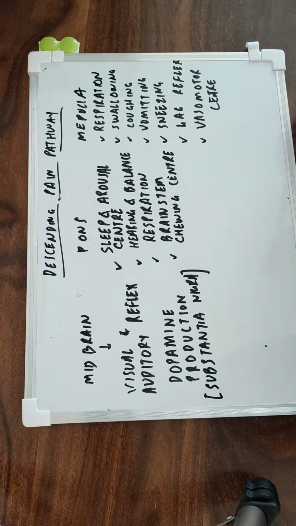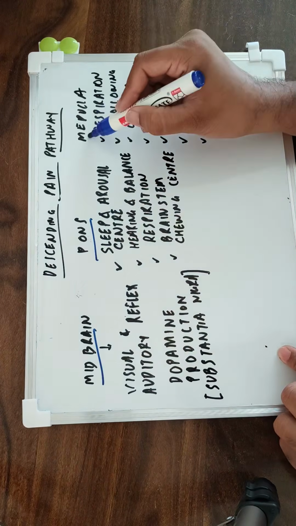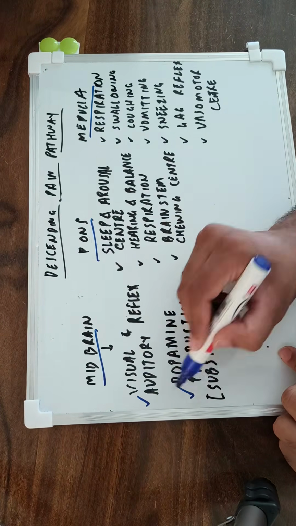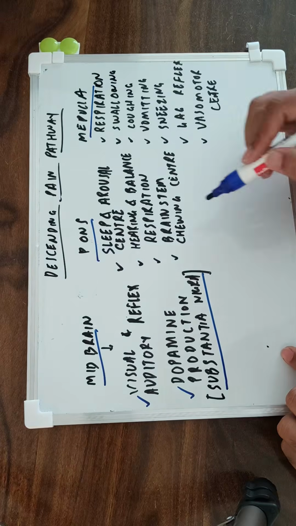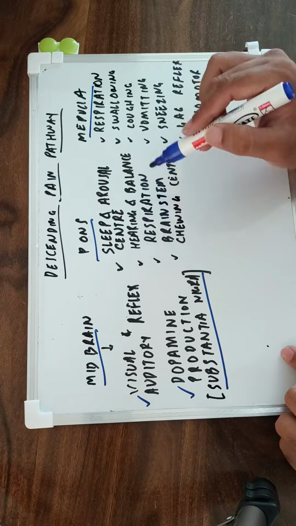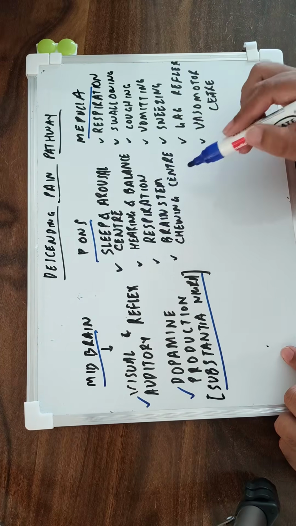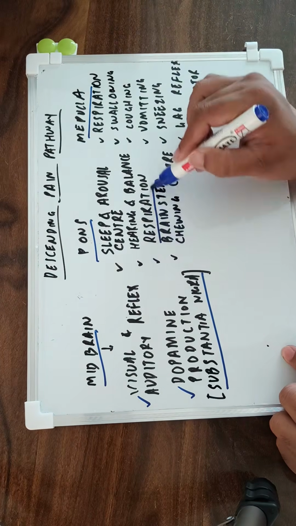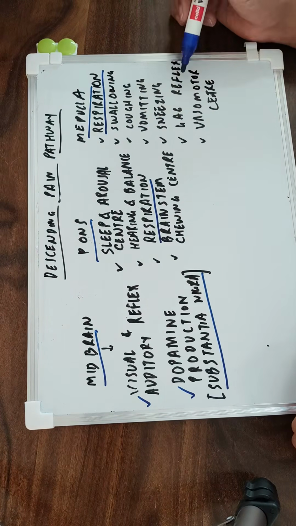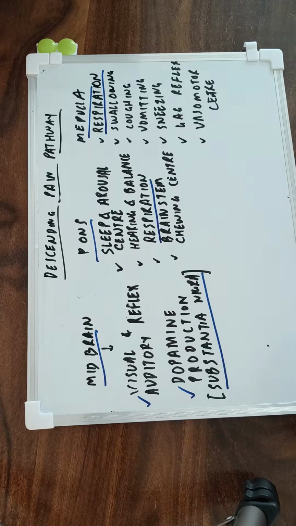Now before discussing the descending pain pathway, we should know the major functions of midbrain, pons, medulla. The midbrain is associated with visual and auditory reflex and dopamine production, which is done in the substantia nigra. Pons is associated with the sleep and arousal center, hearing and balance, respiratory brainstem center, and chewing center. Respiration centers are in both pons and medulla. Medulla is associated with respiration, swallowing, coughing, vomiting, sneezing, gag reflex, and vasomotor center. These are the basic functions of different parts of the brain.